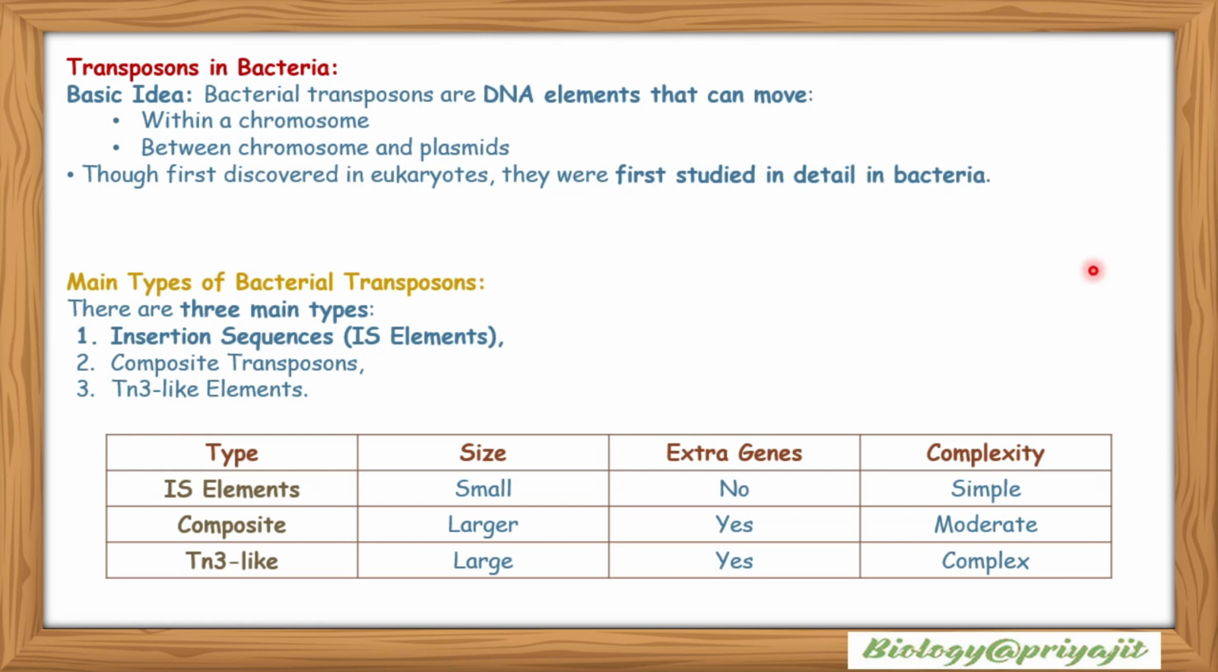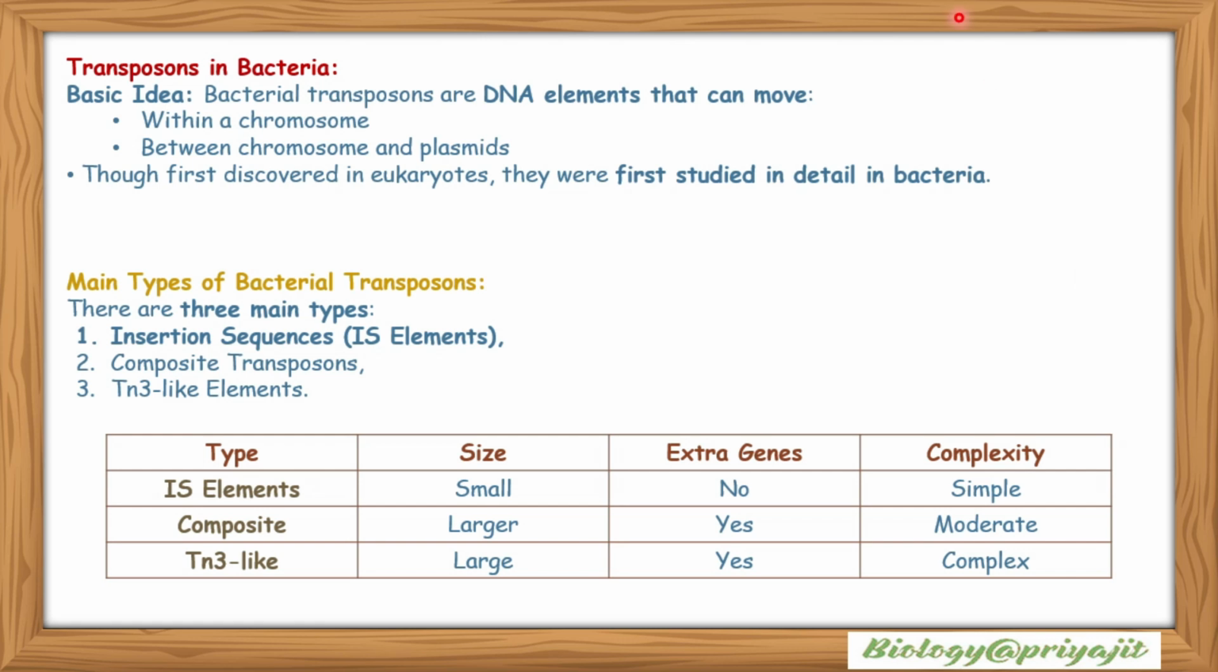Transposons in bacteria. Basic idea: bacterial transposons are DNA elements that can move within a chromosome and between a chromosome and a plasmid. Though first discovered in eukaryotes, they were first studied in detail in bacteria.